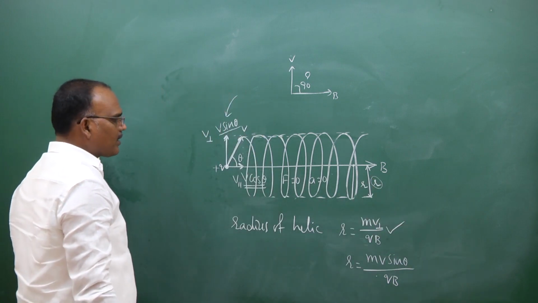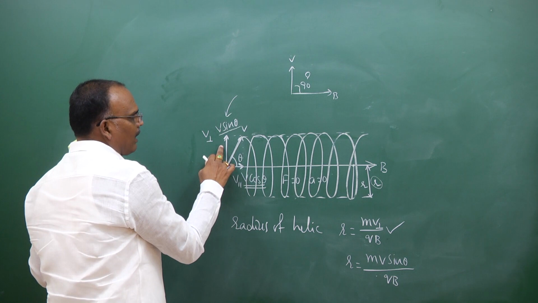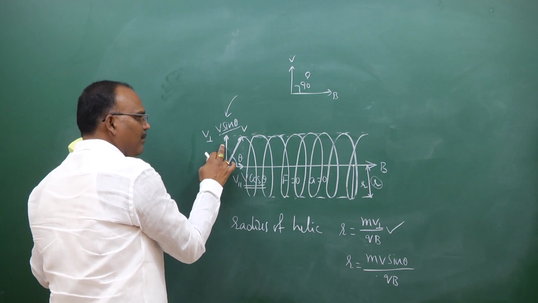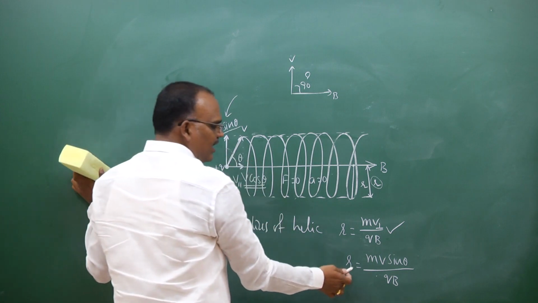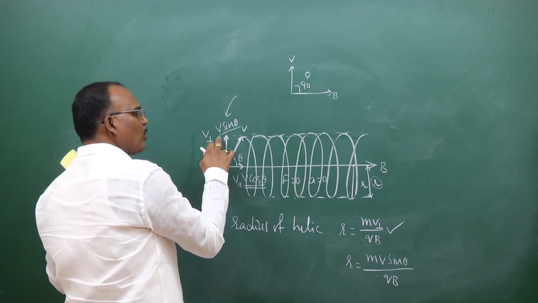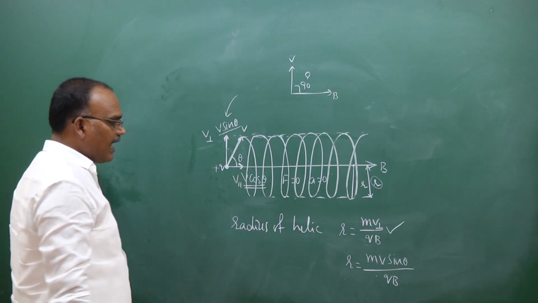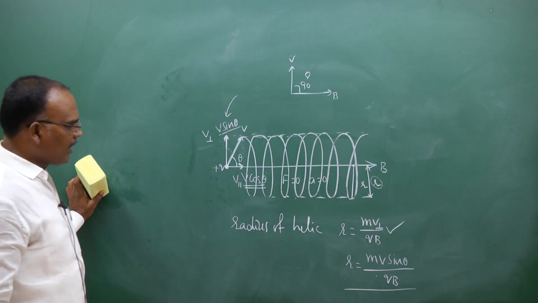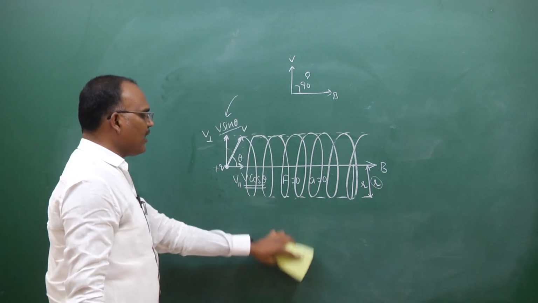Why am I saying that? Because if I take the angle here, this is the vertical component, which becomes v sin theta. If I take theta here, this is the vertical component, but it becomes v cos theta. When I take the angle here, the expression is m v cos theta by qB. But in both cases, it is only the vertical component, so v perpendicular is always right. This is the radius of the helix. After that, we need to find the pitch of the helix.